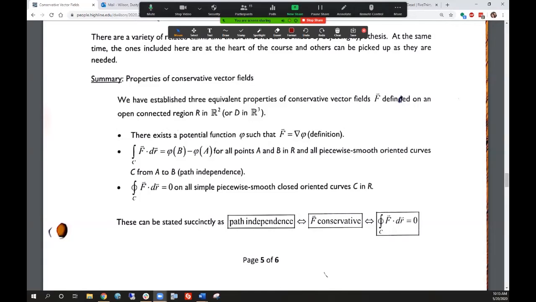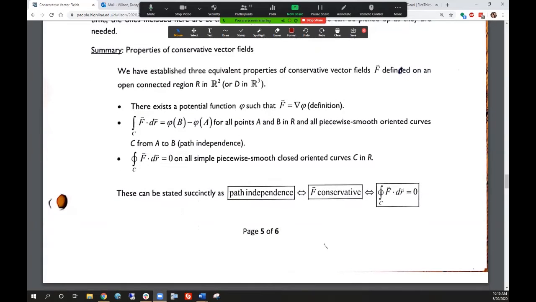And the third equivalent statement would be that the work to go around a closed path would be 0 on all closed curves. Or if you like, path independence is the same thing as the field being conservative, is the same thing as the work going around the closed path being 0.